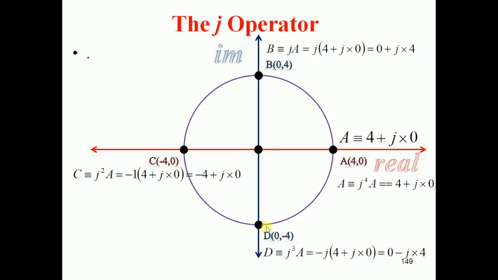Now one more rotation through 90 degrees will be j to the power 4, and j square is minus 1 and the square of that will be plus 1, and it is 4 plus j times 0. So we are back to the original point after a 360-degree rotation.